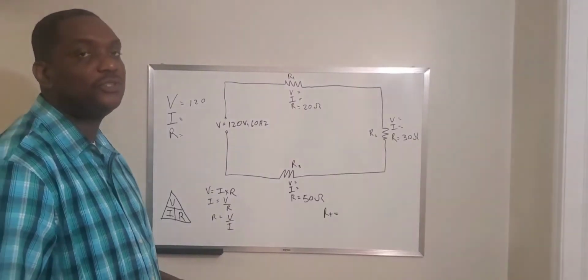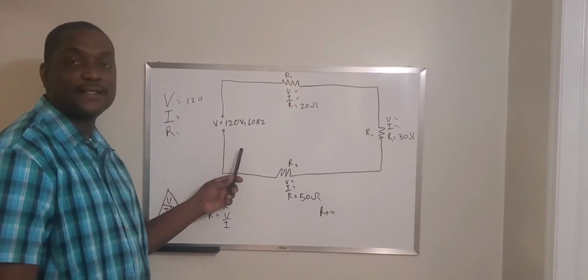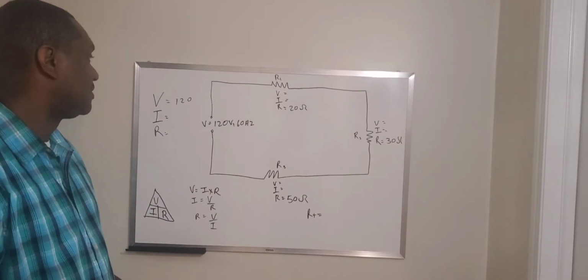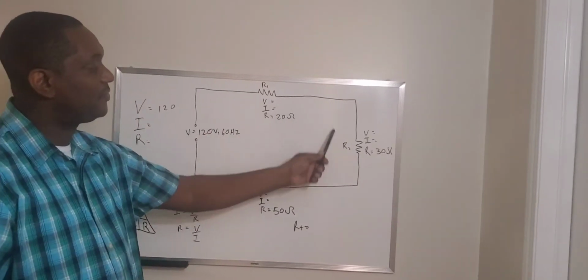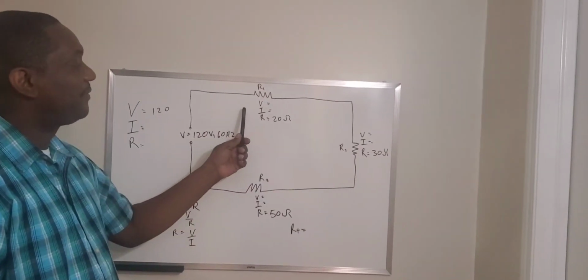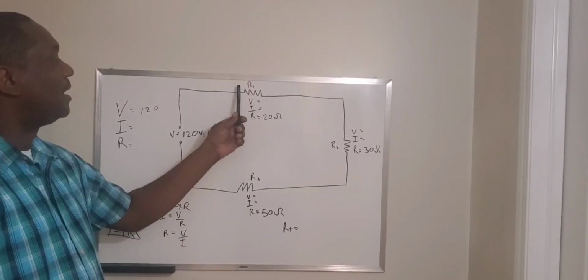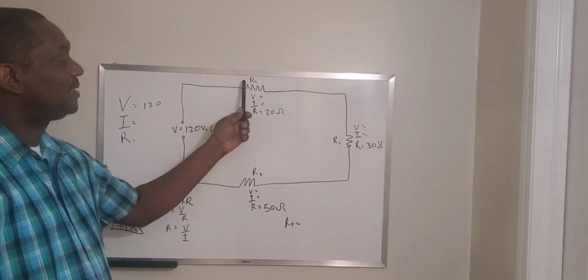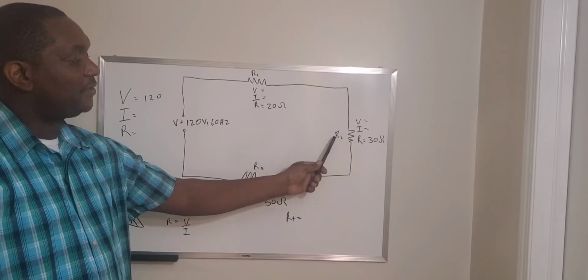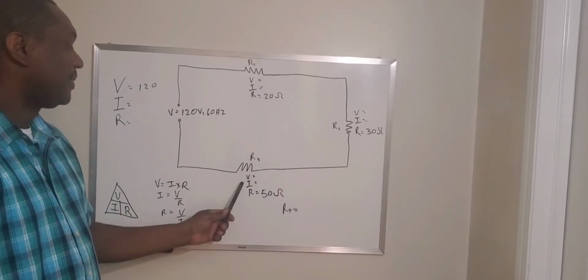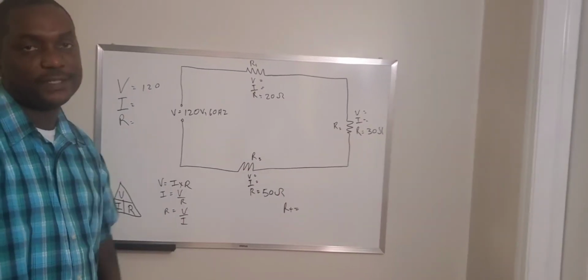Today I'm going to show you how to analyze a series circuit. So we have a series circuit drawn here on the board. We have three resistances. Resistance 1 is represented by R1, R2 is the second resistance, and R3 is the third resistance.